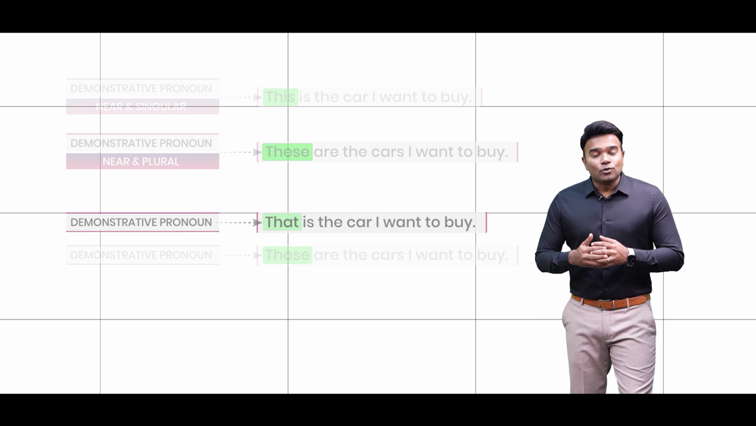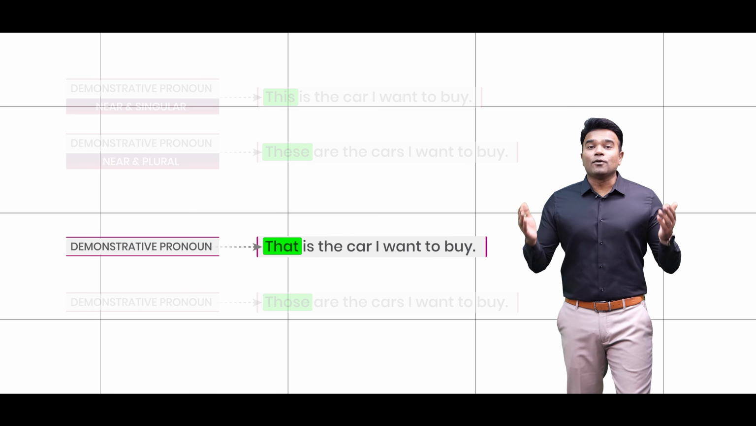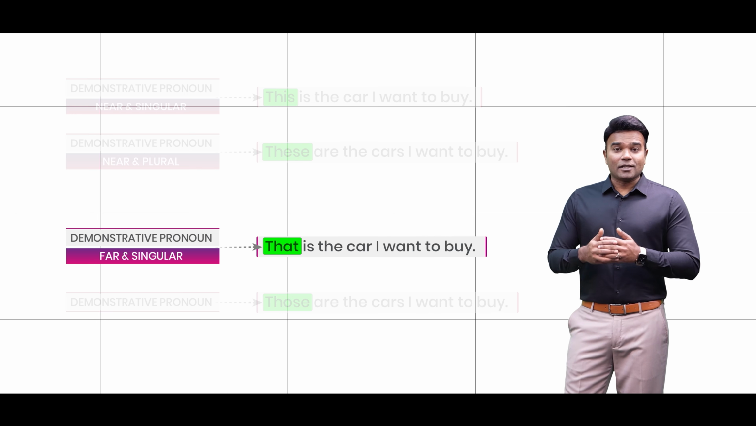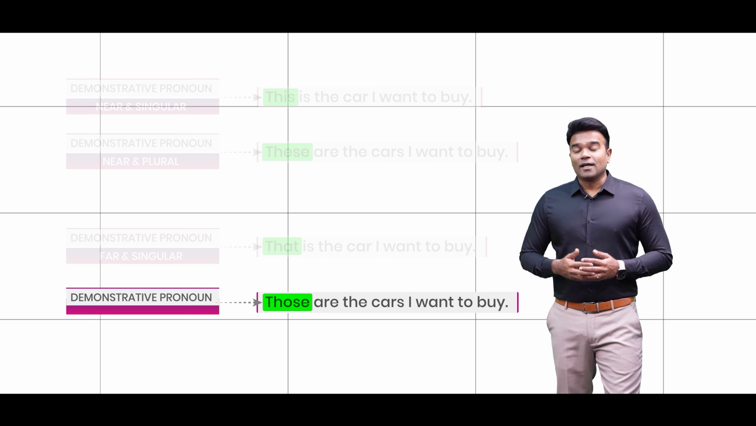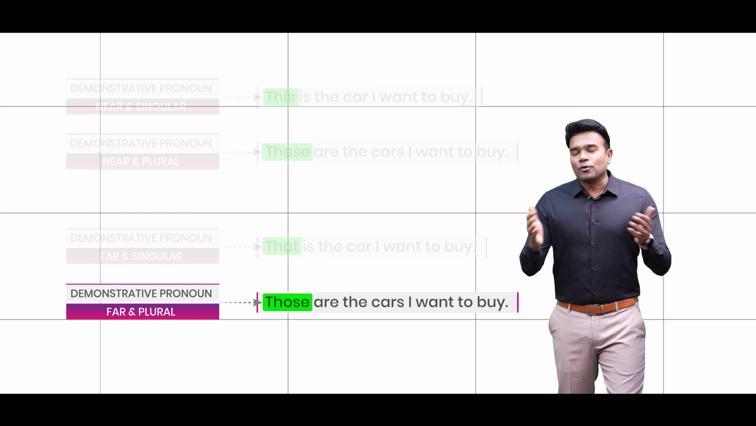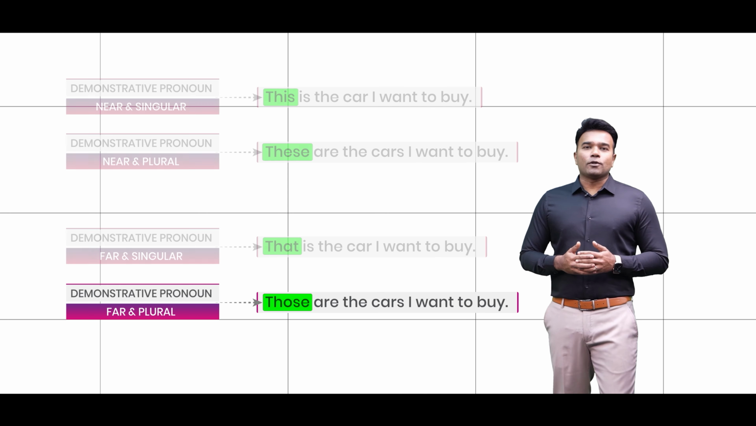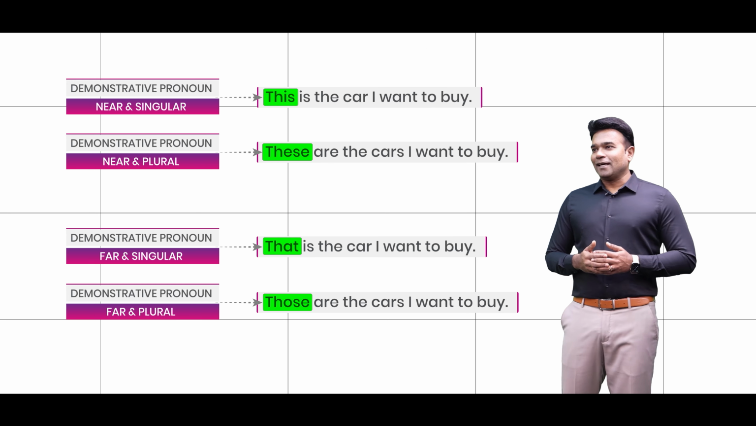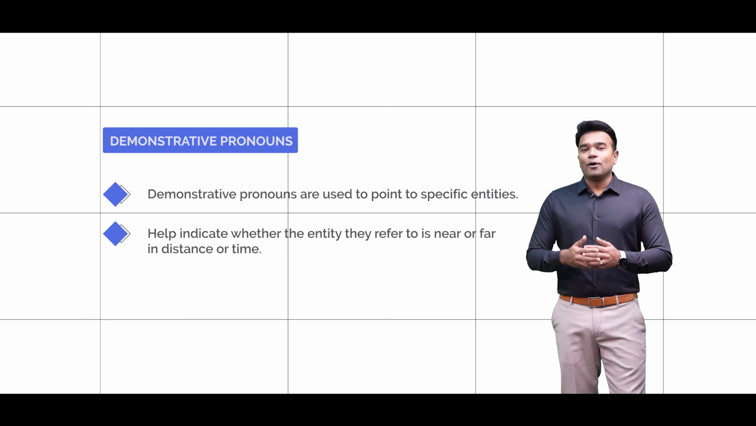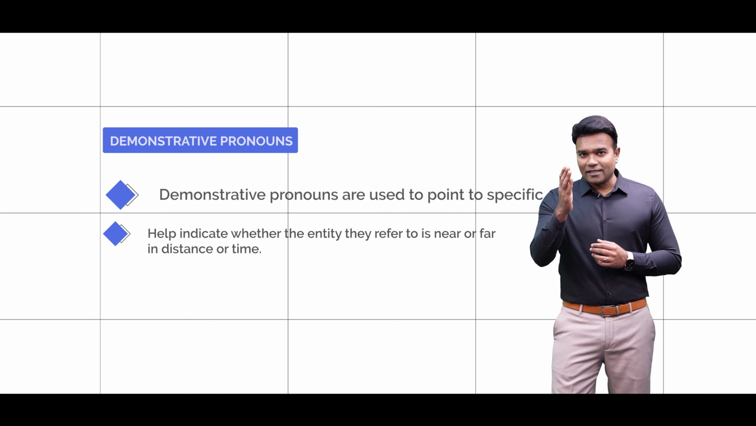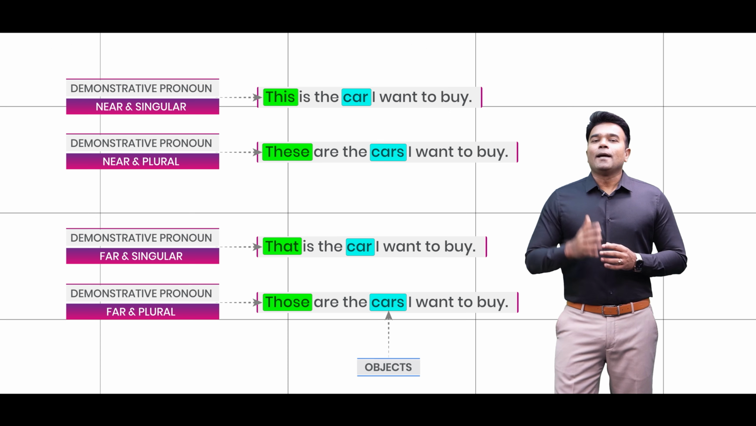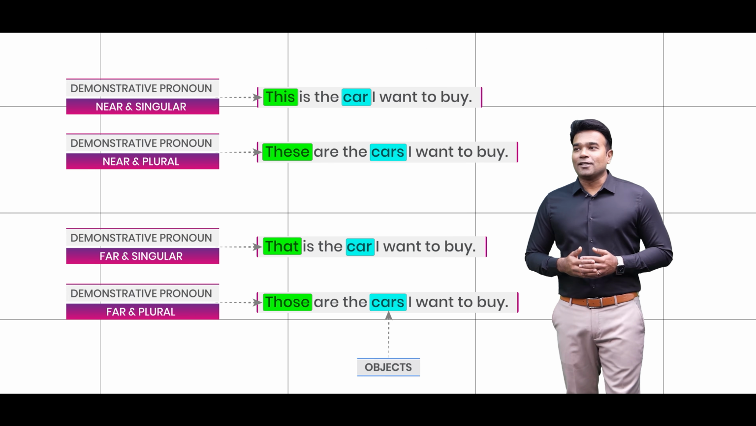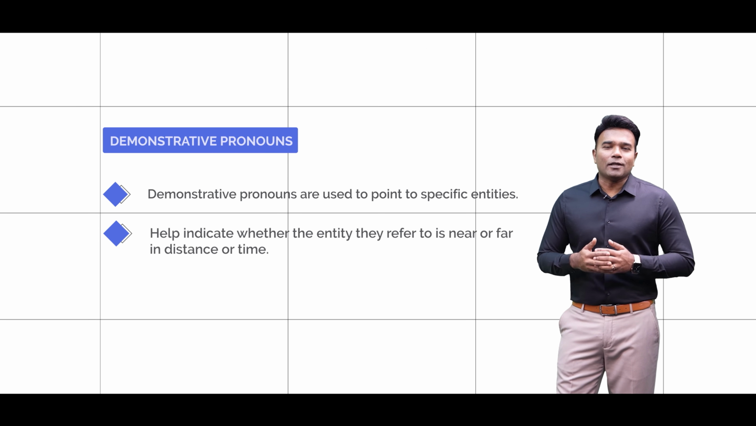But then we make use of "that" as a demonstrative pronoun, particularly to refer to such entities that are farther away and singular in nature. But then in case we have to refer to such entities that are farther away and plural in nature, we make use of "those" as the demonstrative pronoun. So all said and done, I am sure that even through this example, you have been able to understand that the demonstrative pronouns basically are used to point to specific objects, and in this case, it is used to point to the object car. And obviously, the demonstrative pronouns also help in indicating whether the object or the entity is singular or plural, and also whether it is near or far.